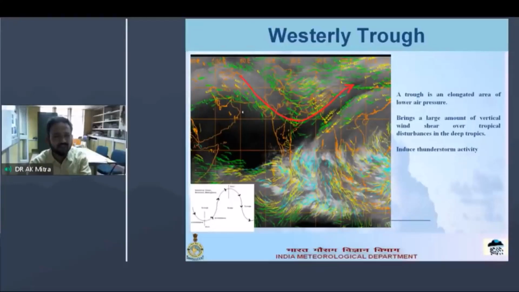So a trough is basically an elongated area of lower air pressure, and that brings a larger amount of vertical wind shear or tropical disturbance in the deep tropics. So that's the most important part. If you analyze satellite imagery in connection with your chart, you can give a very good forecast, and it will definitely tell you which are the areas where thunderstorm activity is supposed to happen.